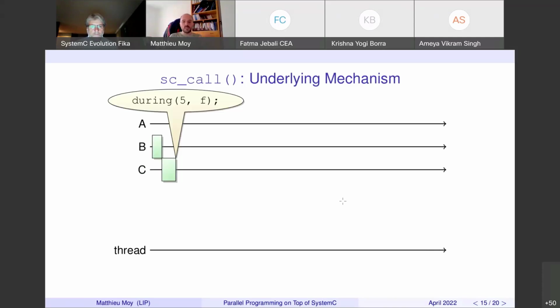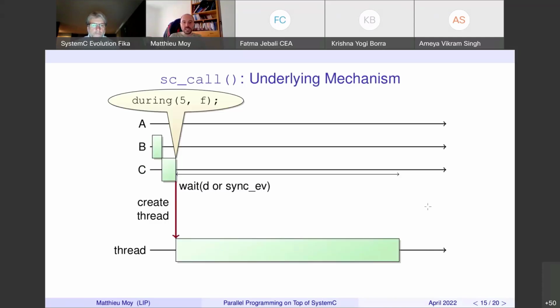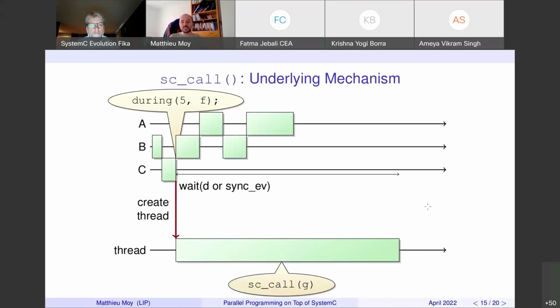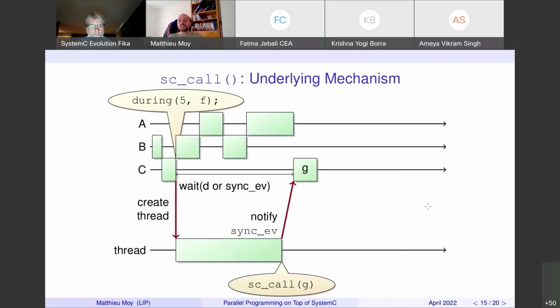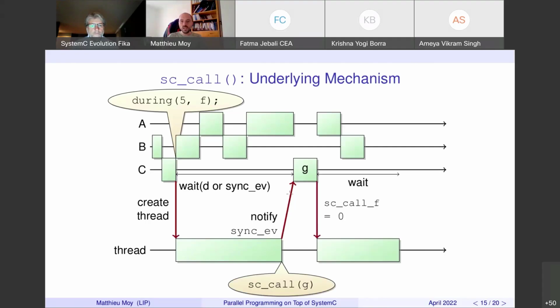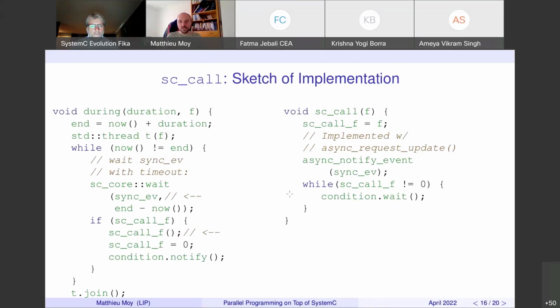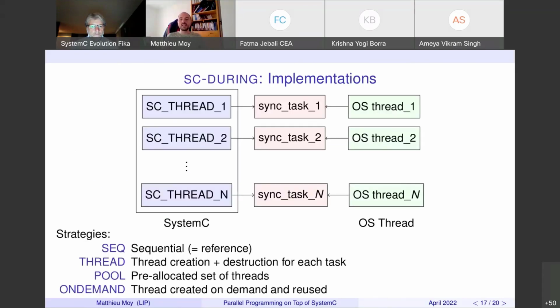So the way it works, I'm not going to talk about all the coding detail and so on, but essentially you start with the task, and when you launch sc_call, it sends back a function pointer to the calling thread here. I'm using the asynchronous request update mechanism here to trigger an event in SystemC and execute the function. And this is the pseudocode that you can have a look at offline.